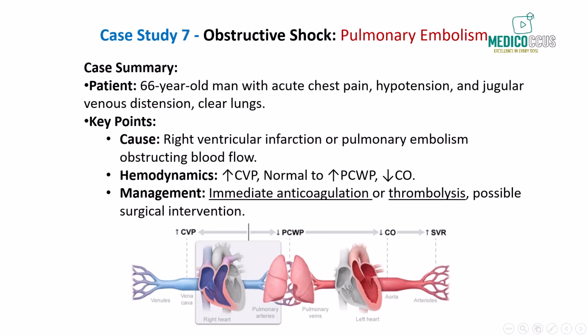Cardiac output is decreased due to the reduced preload and inability of the right heart to effectively pump blood into the pulmonary circulation. Treatment focuses on relieving the obstruction, which may involve anticoagulation or thrombolytic therapy and supportive measures to maintain blood pressure and oxygenation.